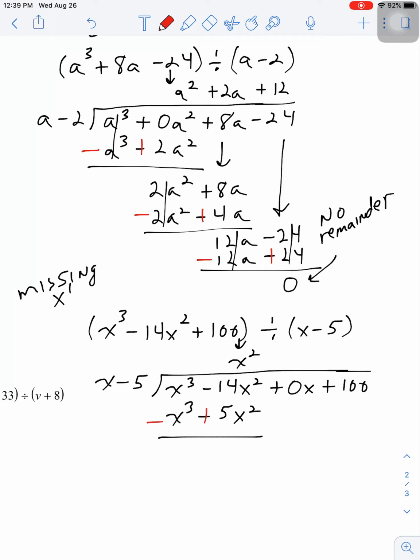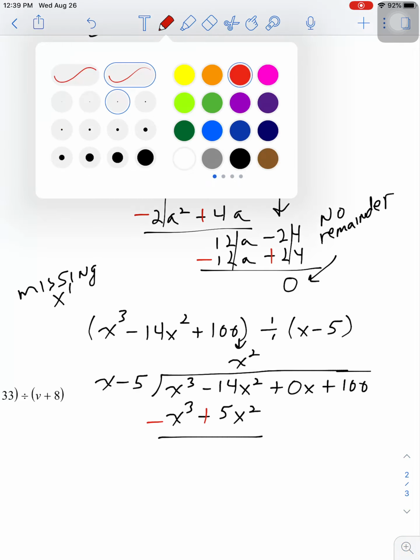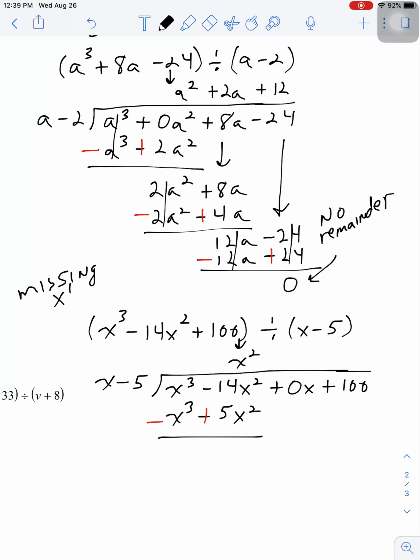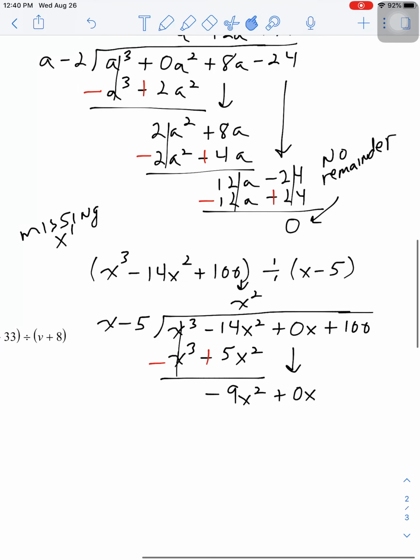So a minus and a plus. And if you make the mistake in this part of the problem, then it definitely throws off the rest. So you got -14x squared plus 5x squared, which is going to give you a -9x squared. And then we got to bring down the 0x. Okay, so what times x gives you a -9x squared?